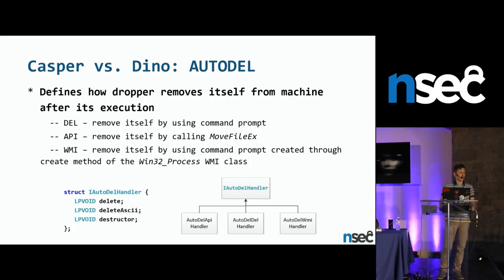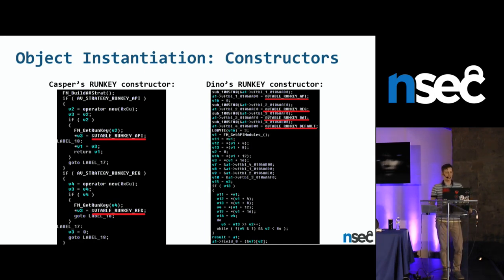So we did identify the similarities, and we tried to reconstruct their object attributes. Here on the left-hand side, you can see Casper's run key constructor, and on the right-hand side, you can see Dino's run key constructor, and there is a significant difference here. Because in the case of Casper, each object is created depending on its configuration value. So for instance, if AV strategy run key API is set, it creates only an object with run key API. Otherwise, if there is AV strategy run key registry, it creates only an object with run key registry.